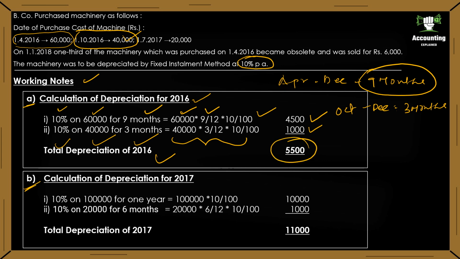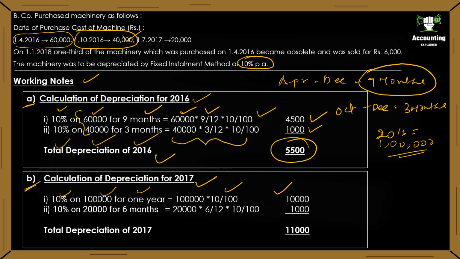Next comes our working note B. That is for the calculation of depreciation for 2017. Both machineries together, which we bought in 2016, amount to 1 lakh. So 10% on 1 lakh for 1 year straight we are going to take, 60,000 plus 40,000, that is 1 lakh. 1 lakh into 10/100, 20,000.